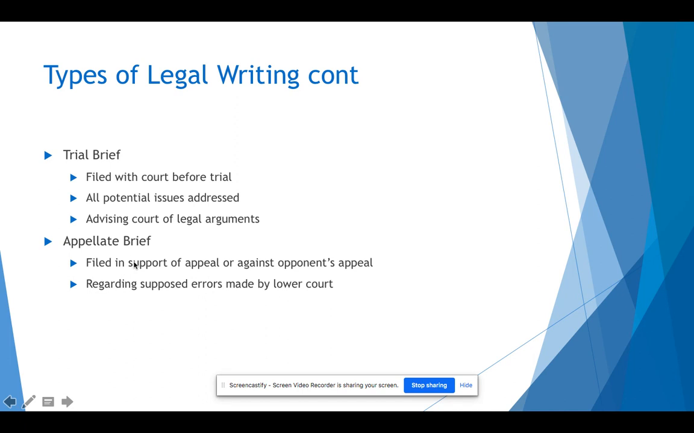Okay, an appellate brief is filed when you are appealing a decision, either in support of your appeal or against someone else's appeal, and it deals with legal issues, claimed errors of a legal nature made in the lower court.